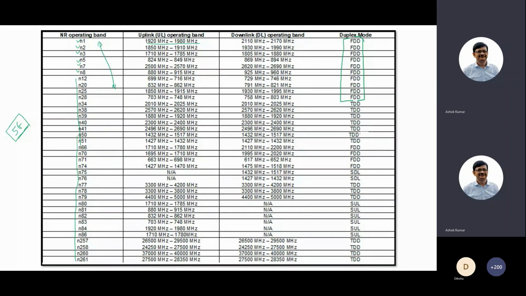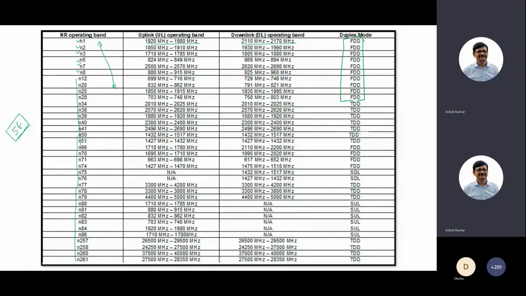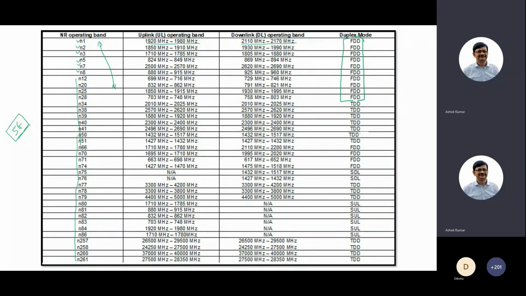And in downlink, you have a separate frequency. Just see that in the N1 band, on the uplink side, we have 1920 to 1980. On the downlink side, we have 2110 megahertz to 2170 megahertz. Similarly, for 1850 to 1910, we have 1930 to 1990 megahertz. So these are FDD bands.